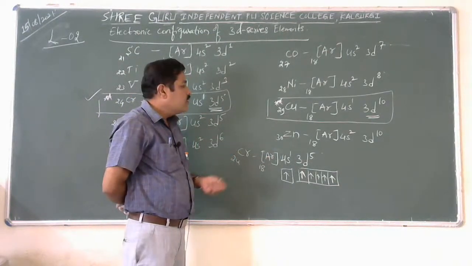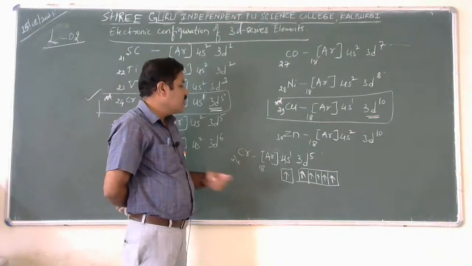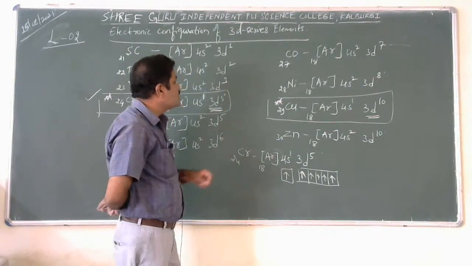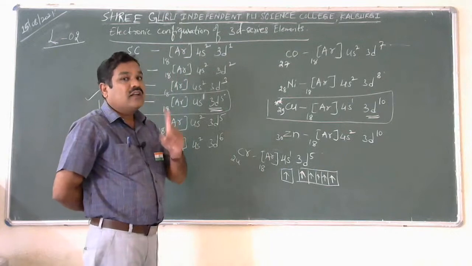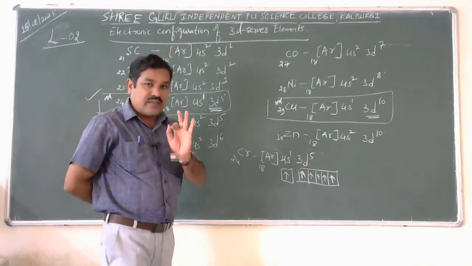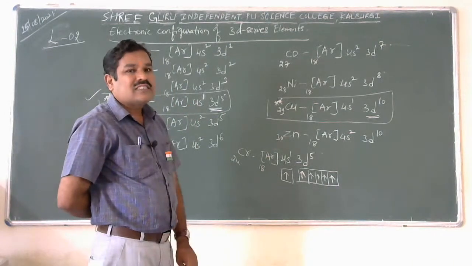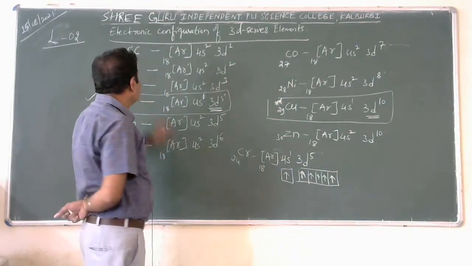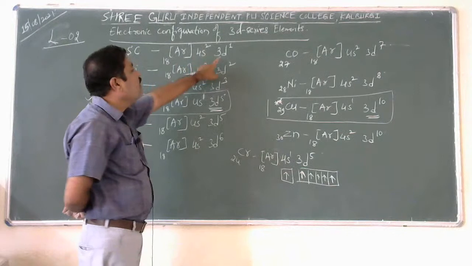Then come to the next. With the help of this outer electronic configuration, students, we can predict unpaired electrons. That's why I told you in the beginning that unpaired electrons are the main character of these transition elements. How many unpaired electrons are there for scandium in the ground state?